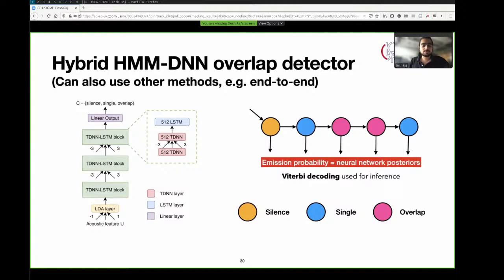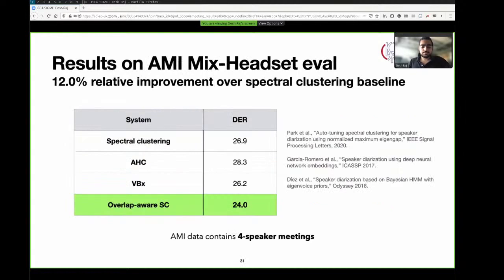Again, we also propose this hybrid HMM-DNN overlap detector, which is not very new, but the simple idea is that you have HMM states which correspond to silence, single speaker, or overlapping speakers. And the emission probabilities of this HMM are modeled by a neural network which is trained to predict any one of these classes. You could also use a simple end-to-end trained overlap detector in this case. So that was about the approach of overlap-aware spectral clustering.